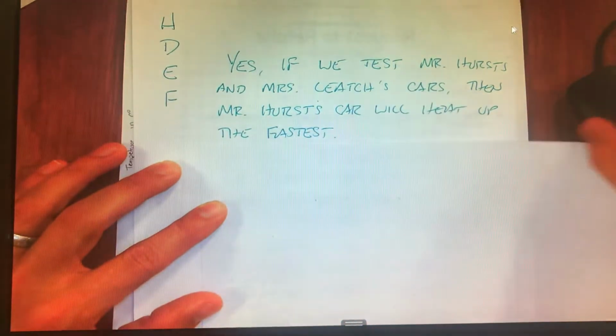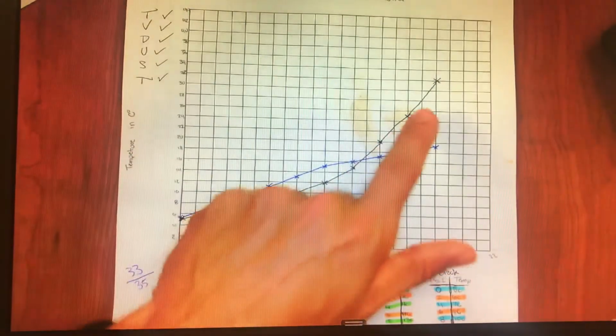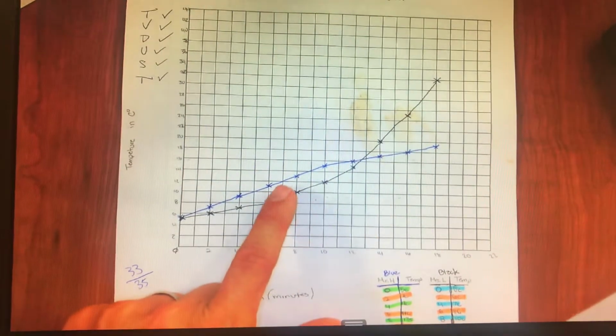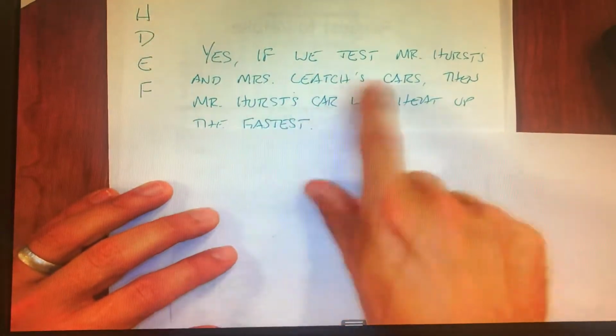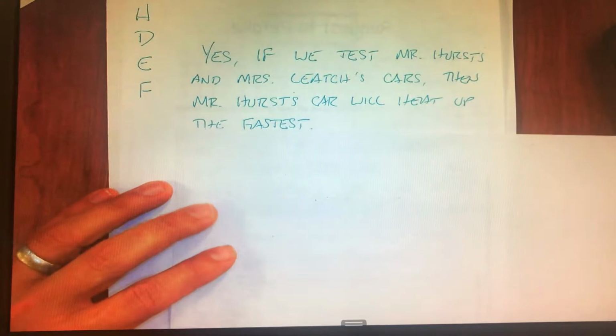If not, no big deal, because again, this graph is such that you could argue that Mrs. Leach's car heated up the fastest, or back here, Mr. Hurst's car heated up the fastest. I'm way more concerned that you put a yes or no in front of an if-then statement, which would have been our hypothesis. So if you've done that, you have a point. Congratulations.